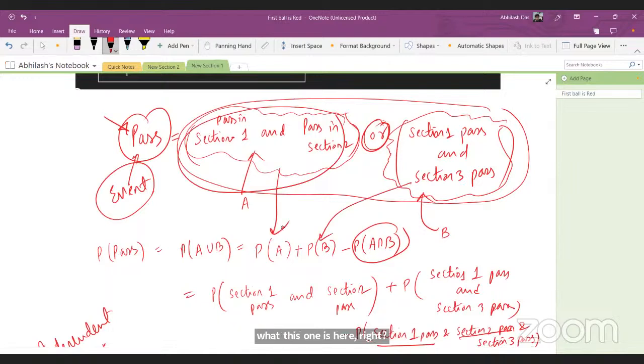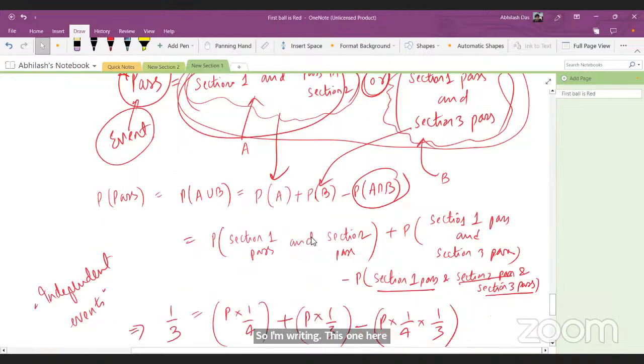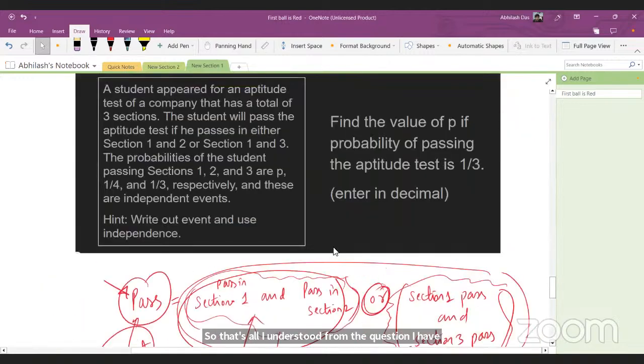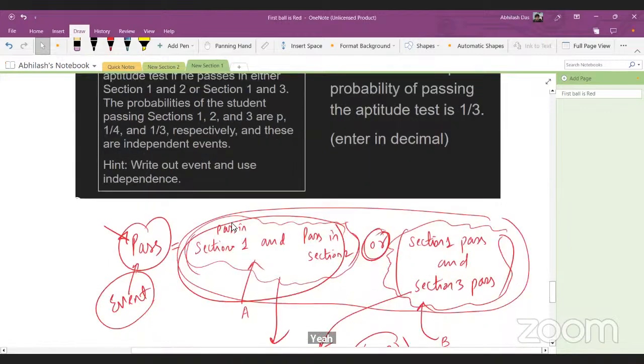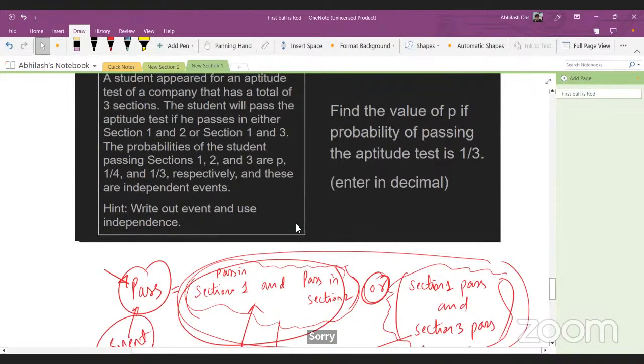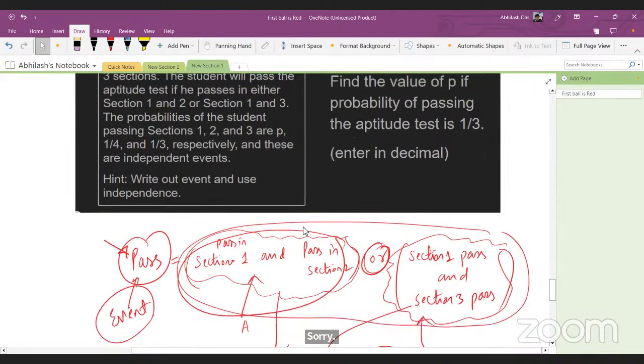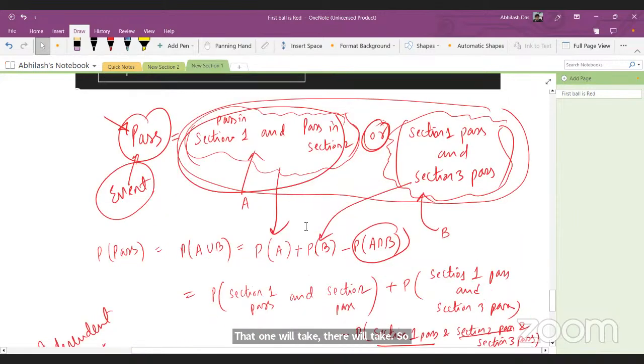All I understood. From the question, I have a doubt, sir. Could you just show the question once? Yeah, when the student passes, he passes in either section 1 and 2 or section 1 and 3. So this is what you have converted into the mathematical expression. Sir, for the previous question, could you just say how it will be when the events are dependent, that is, not independent? How will we do it if the events are not independent? Did you get this question?